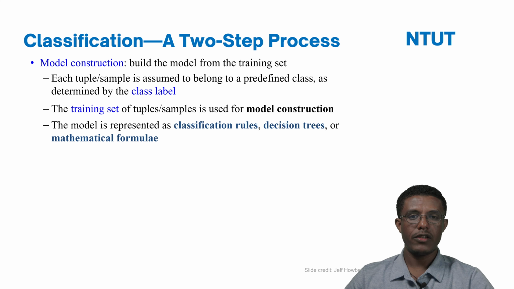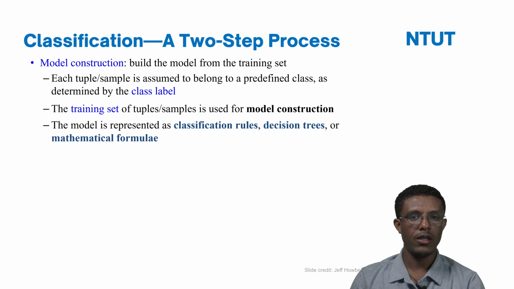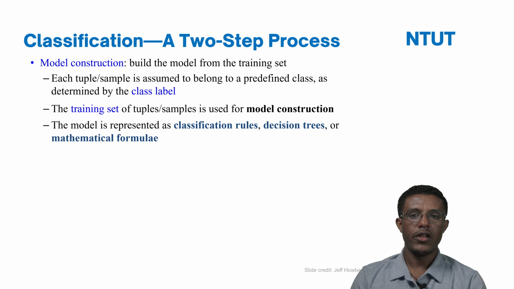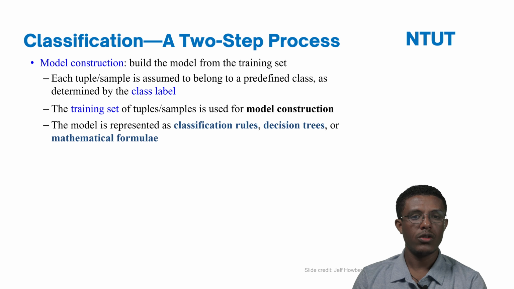Each tuple or sample is assumed to belong to a predefined class as determined by the class label. So the first step is model construction: build the model from a training set. Let's say we have a data set or training set that has tuples, samples or features, and also predefined classes. The training set is used for model construction, because when we build a model, the first thing we need is the training data set. Without a training data set, we cannot build a model.